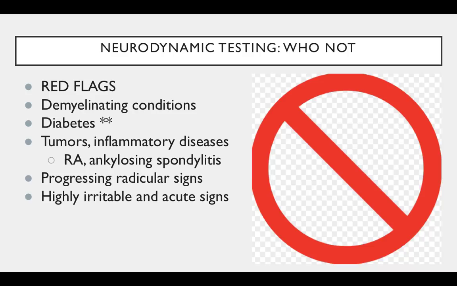This list includes those who present with red flags, demyelinating conditions, tumors or inflammatory diseases, diabetes, though a pilot study was done recently in this population, so stay tuned for an update here, progressive radicular signs, and highly irritable and acute signs. You may proceed slowly and with caution when testing those you are suspecting have an irritable nerve root pathology. However, treatment will not typically start here.